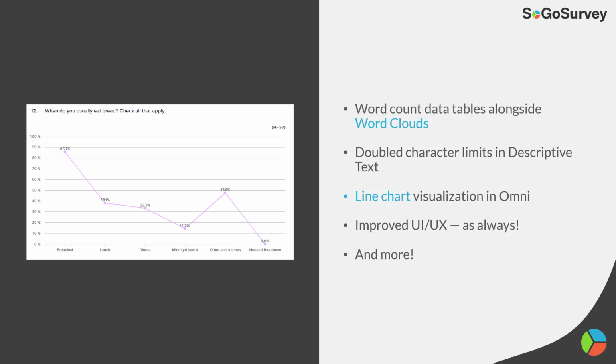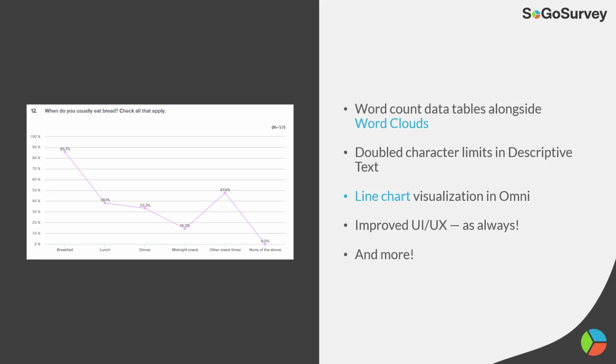Character limits are doubled in descriptive text, now up to 8,000 characters. So if you have a longer introductory page, for example, that you'd like to say, dear participant, thanks so much for your time. We really appreciate hearing from you. Here's how this data will be used. Best regards. You can have that entire full letter on that page now as well. So it keeps it clean and tidy while doubling the character limits.